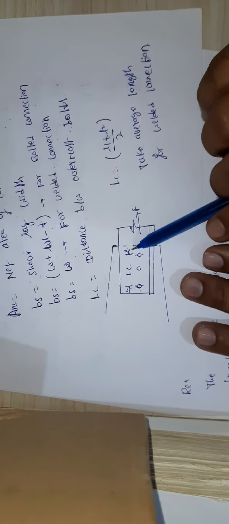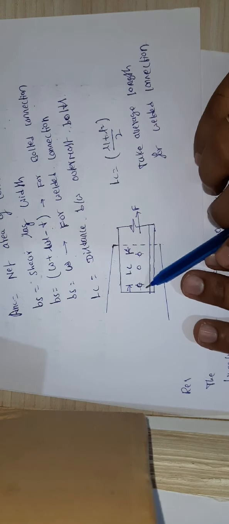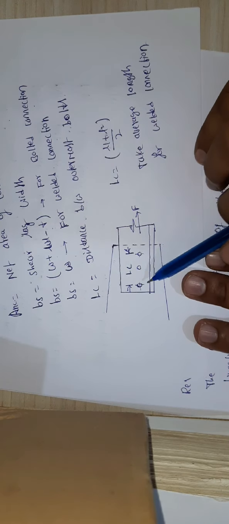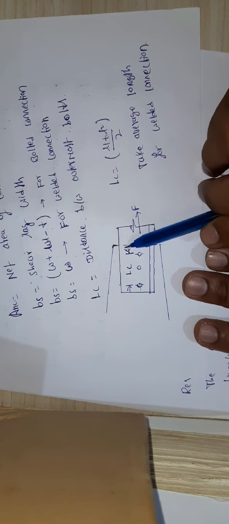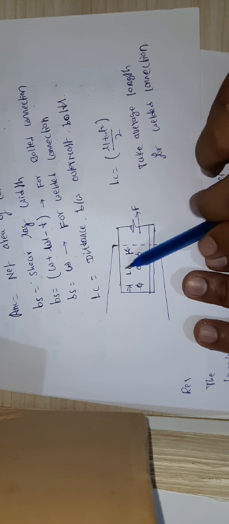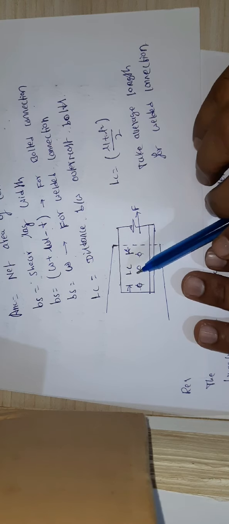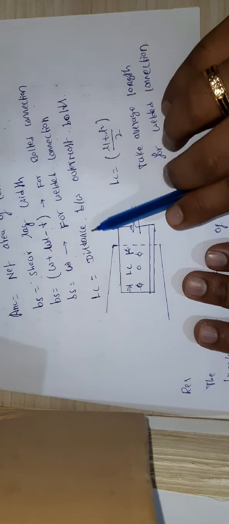So let us take this example, where one angle is connected to the gusset plate. Here we have provided 3 bolts. So this is the first bolt and this is the last bolt. The distance between these 2 bolts, the outermost first bolt and last bolt, is taken as L_C. Please remember, the distance between the first bolt and the last bolt is L_C.